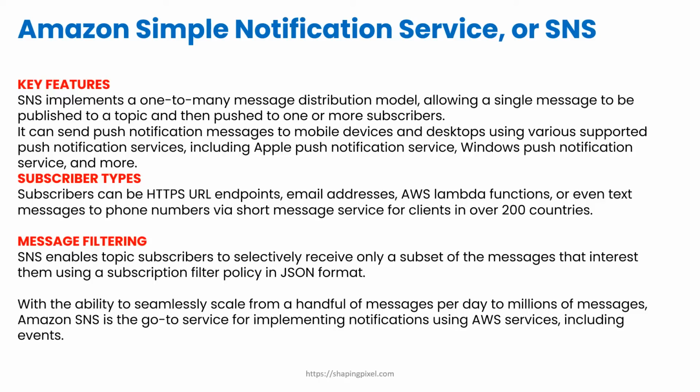Subscribers can be HTTPS URL endpoints, email addresses, AWS Lambda functions, or even text messages to phone numbers via short message services for clients in over 200 countries. SNS enables topic subscribers to selectively receive only a subset of the messages that interest them using a subscription filter policy in JSON format. With the ability to seamlessly scale from a handful of messages per day to millions of messages, Amazon SNS is the go-to service for implementing notifications using AWS services, including events.